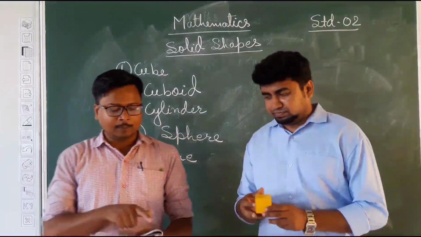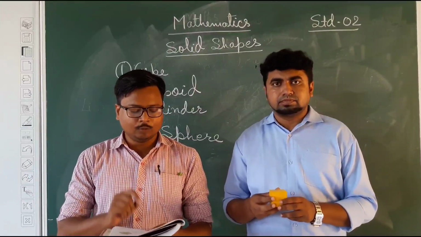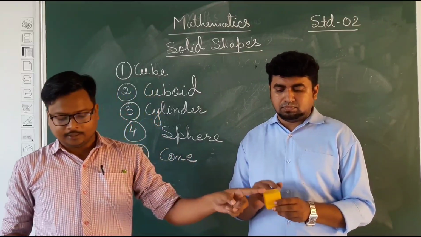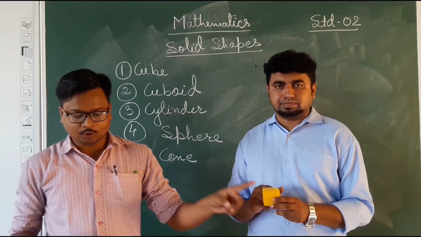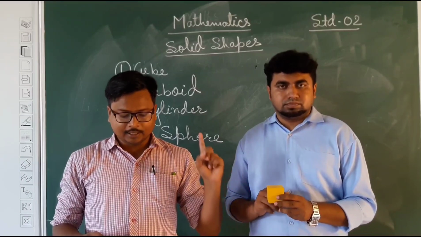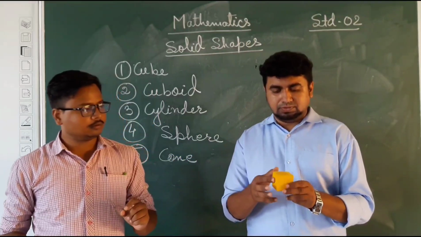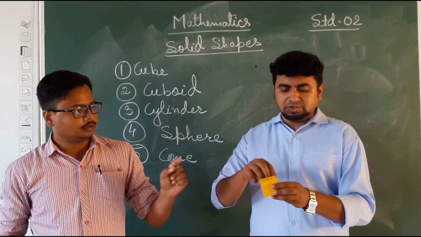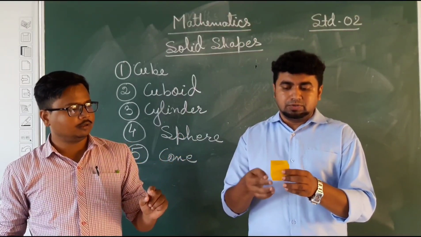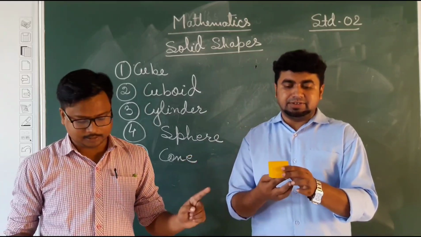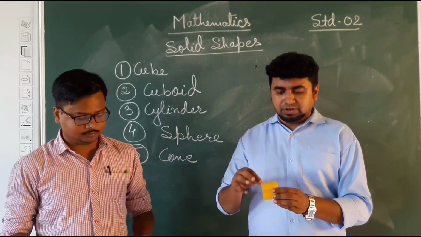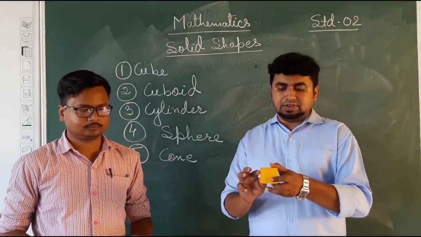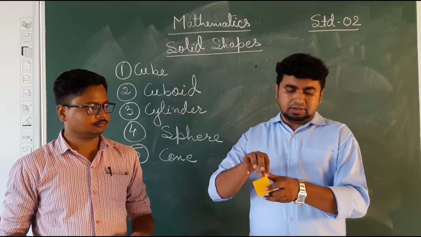So, in number 1 cube is given. A cube has corners, faces and edges. As you can see, this is the cube. It is a solid box-shaped figure and it has 6 faces, 8 corners, 1, 2, 3, 4, 5, 6, 7, 8, and 12 edges, 1, 2, 3, 4, 5, 6, 7, 8, 9, 10, 11, 12.